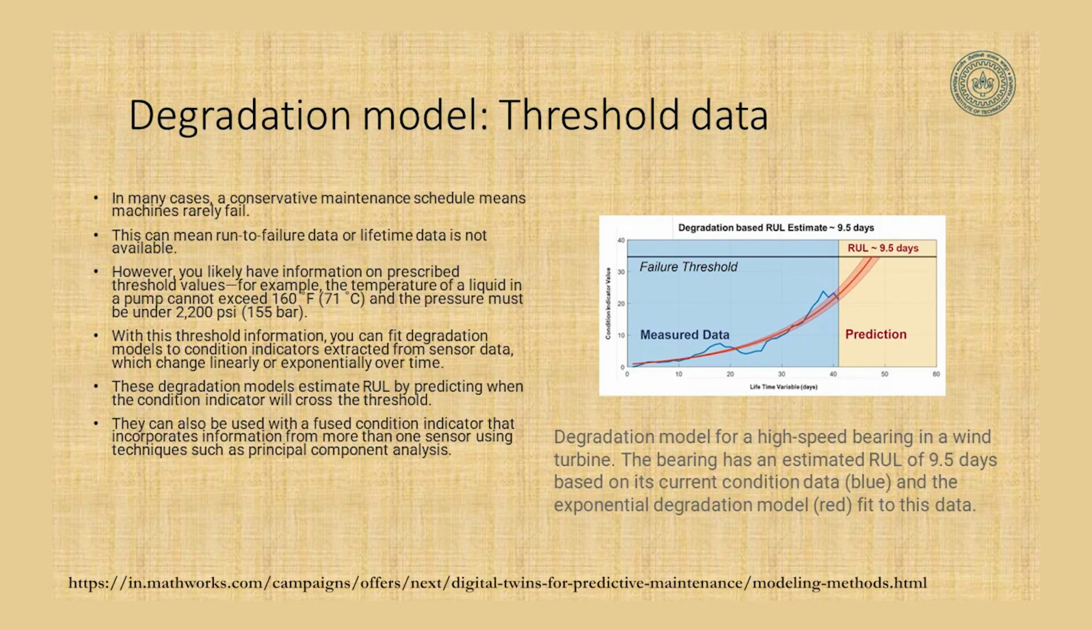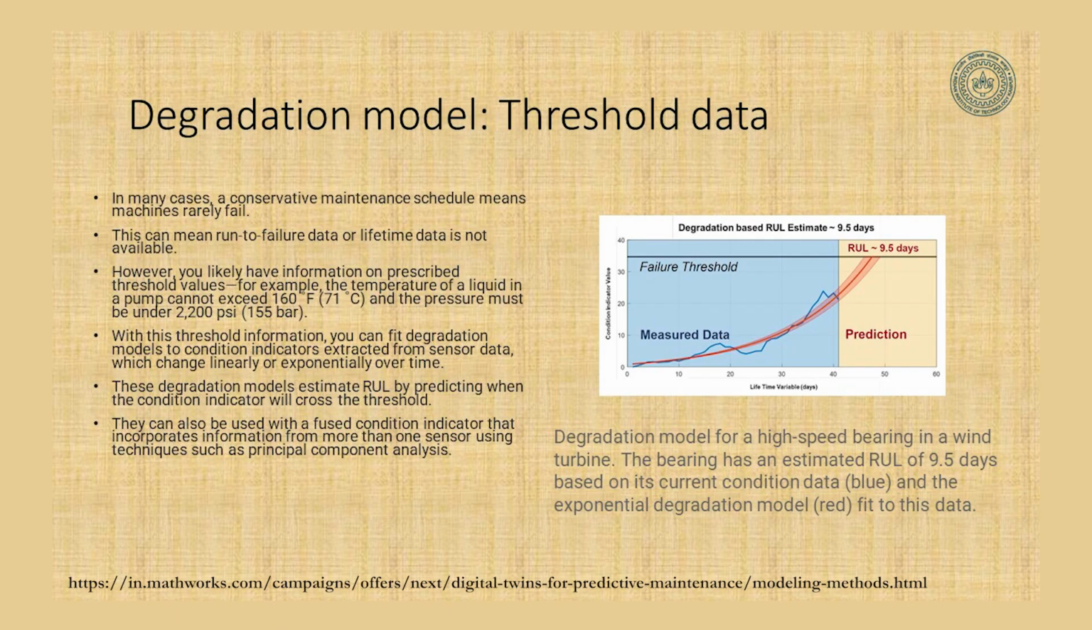The degradation model is particularly useful when you have a conservative maintenance schedule. That means machines rarely fail. You have a maintenance schedule that is really conservative, that means you really try to avoid failure at all costs, so you do a lot of maintenance. This means run-to-failure data or lifetime data is not available. You replace the tools before they fail. You do not have any failure data, because none of the tools fails, since long before that, you just do your maintenance.